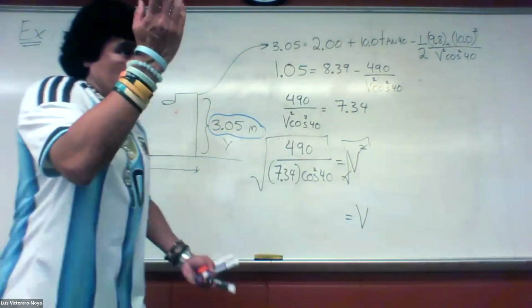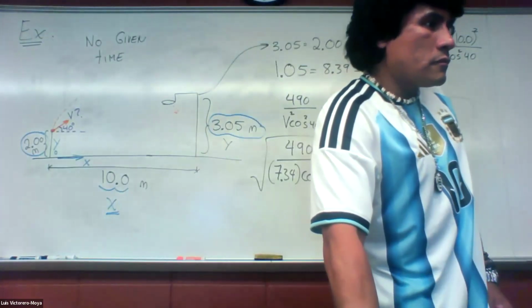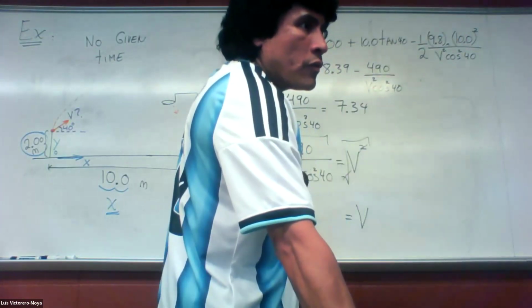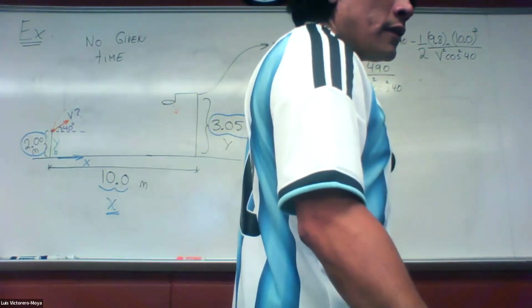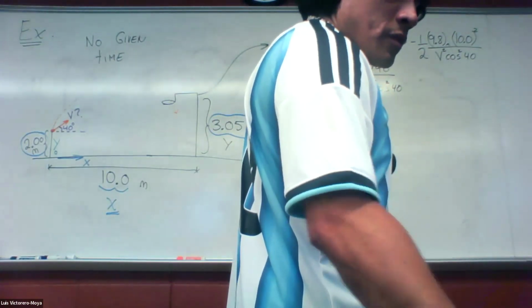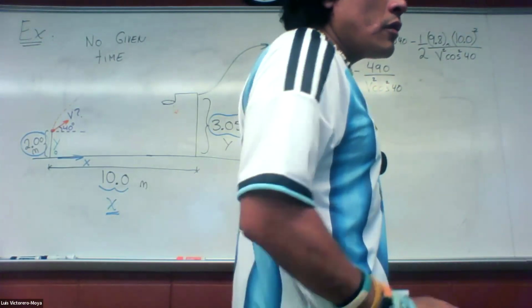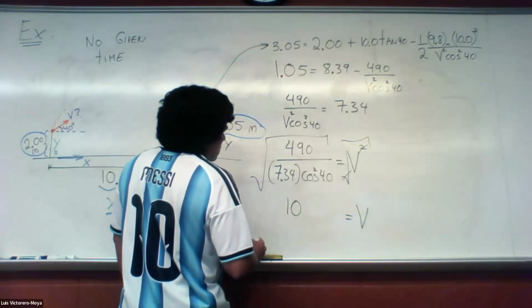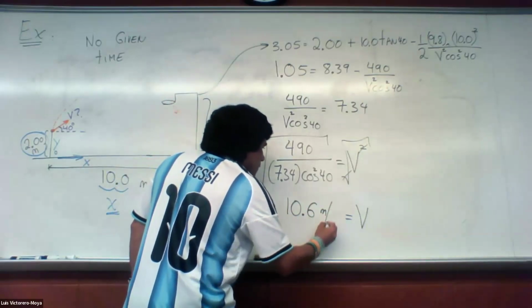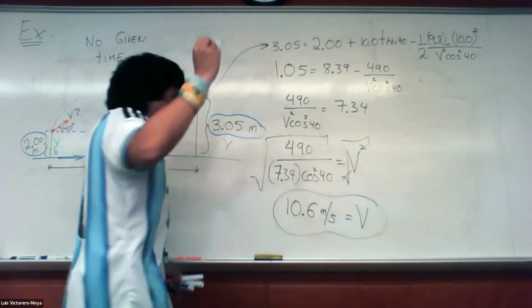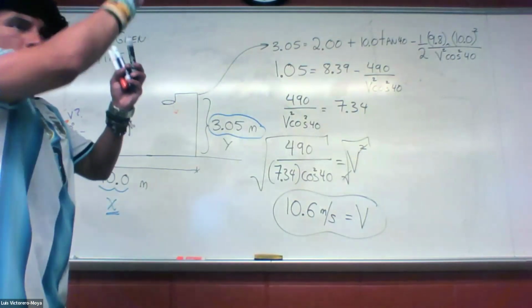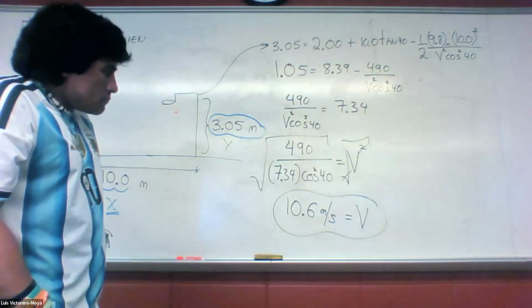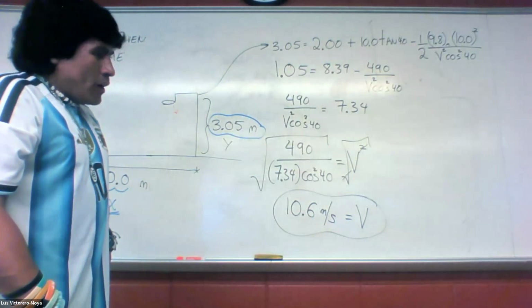All right, so now let's use this. Okay, so 490 over 559 over 7.34, the square root. 10.64. Well, 10.6 meters per second. There you go. Look at that. I found the shooting speed. All right. So, questions about this?